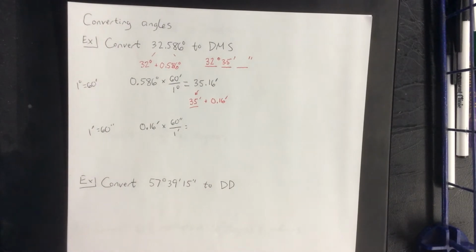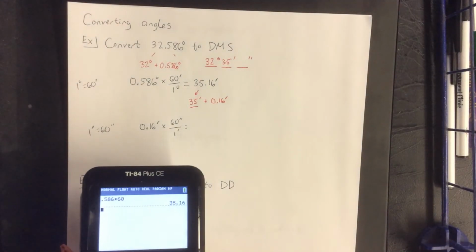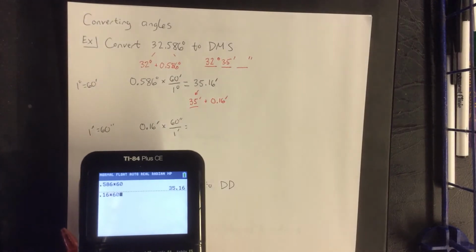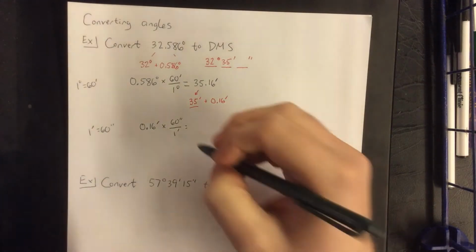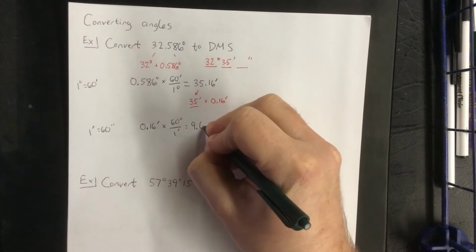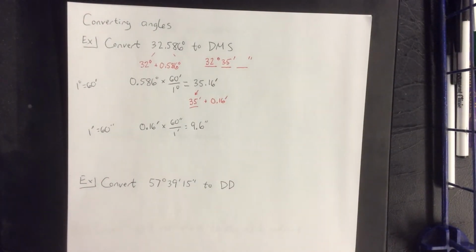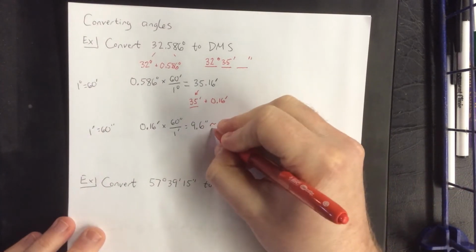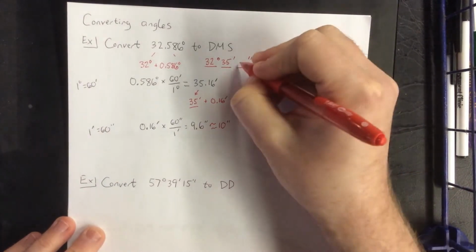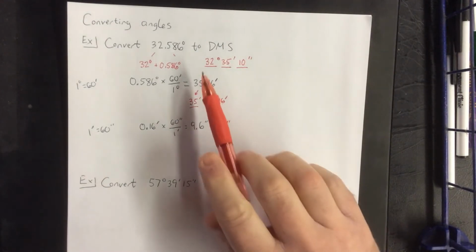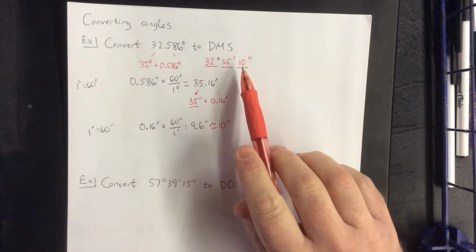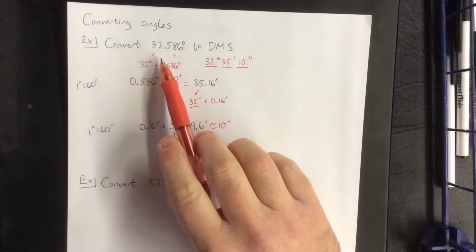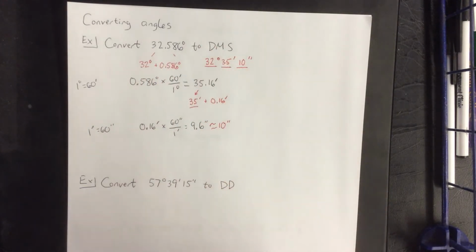I'm pretty sure I got this without a calculator, but just to make sure, we'll take that 0.16, multiply by 60, and we get 9.6. Now, typically when it comes to the number of seconds, we are going to round to the nearest second. So rounding this to the nearest second, I would refer to this as 10 seconds. So 32 degrees, 35 minutes, and 10 seconds would be the same as 32.586 degrees.